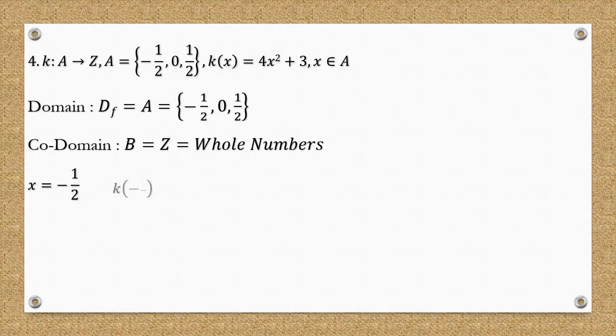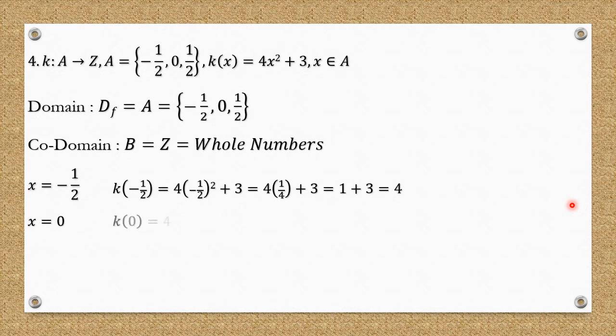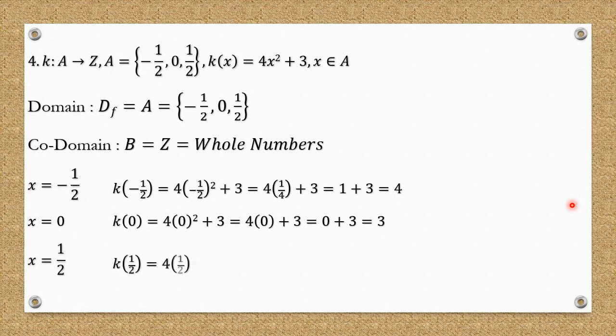So when you put -1/2 into our equation here, it becomes 4 times 1/4, that is just 1 plus 3, 4. Then you put x is equal to 0. So 4 times 0 is 0 plus 3 is 3. And then you take 1/2. So 4 times (1/2) squared is 4 times 1/4 plus 3, that is 1 plus 3, 4. So technically you are only getting two values, 3 and 4. Doesn't matter how many times 4 is repeated, it is still just 4. So the range of the equation here is 3 and 4.